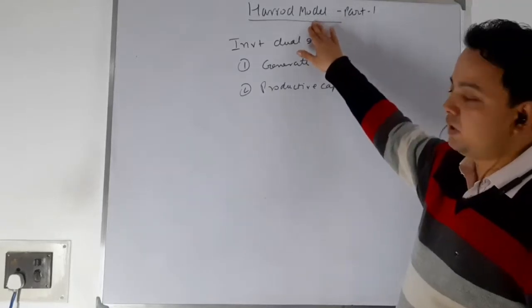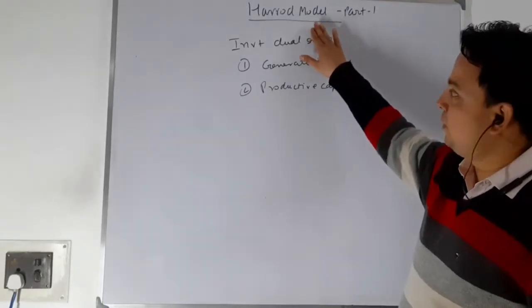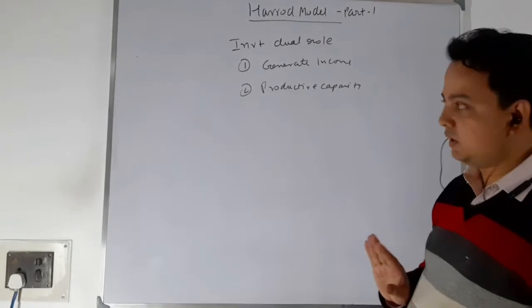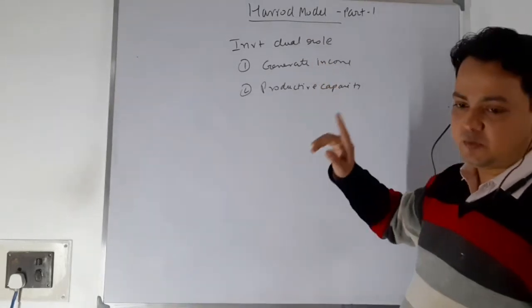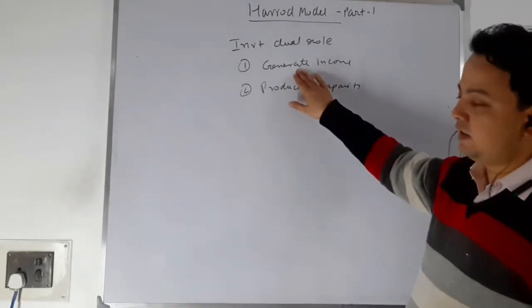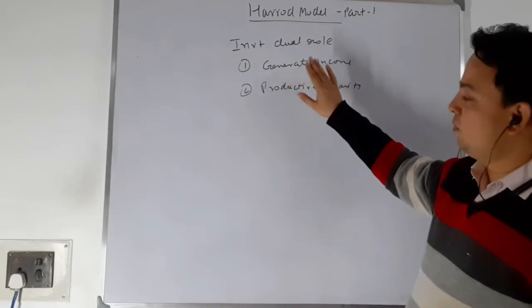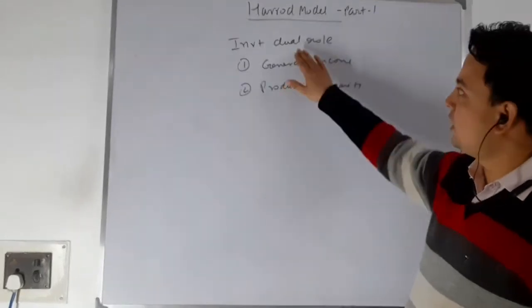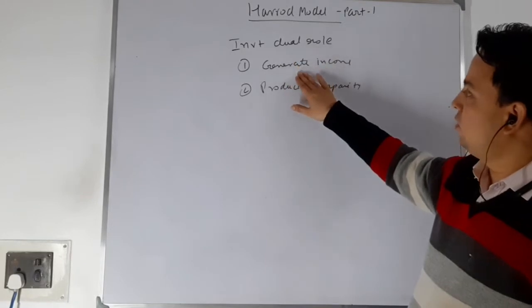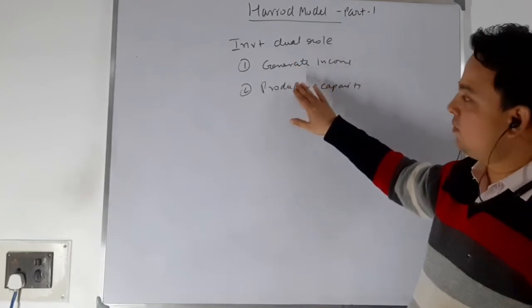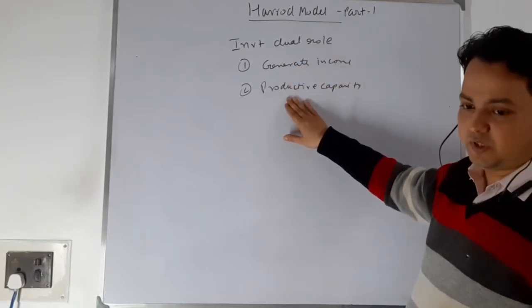We are doing the Harrod model. It is a demand side growth theory based on the Keynesian framework. In the Keynesian framework, investment has one role, that means it generates income in the short term. But when we are talking about the long term, investment has a dual role. One role is that it generates income, and the other is that it adds to productive capacity.